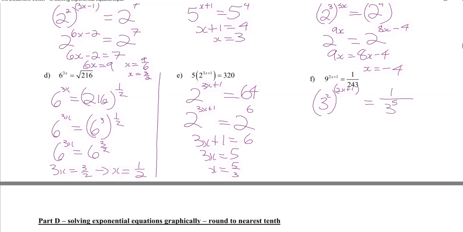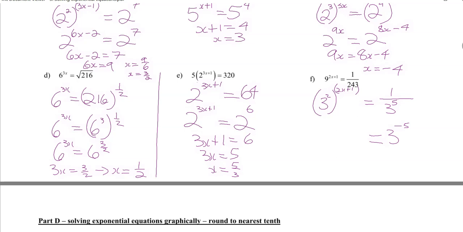Yeah, so 1 over 3 to the 5th. So we don't have a base of 3 on the right-hand side, right? Because it's sitting in the wrong spot. So we need to move this from the denominator up to the numerator, and what will it become when we move it? Yeah, so it'll become 3 to the negative 5.